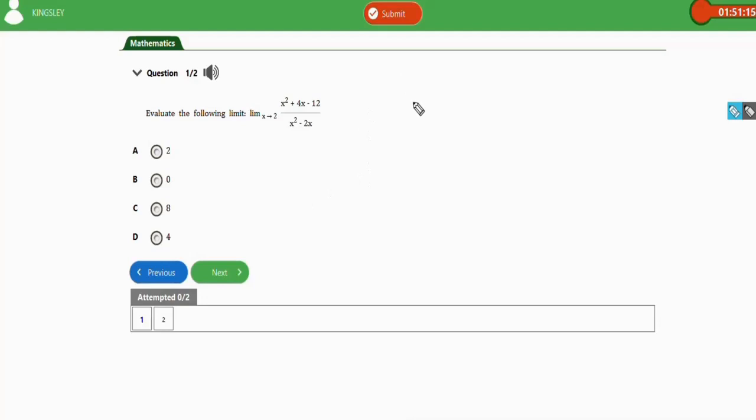Now if you factorize the numerator, you ask yourself, what are two values that when you multiply them you get negative 12, and when you add them you get 4. So you will see that 6 and negative 2 will work. 6 times negative 2 gives negative 12. 6 plus negative 2 gives you 4. So these factors will go.